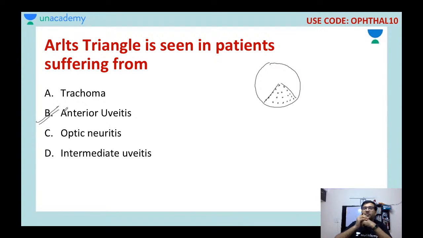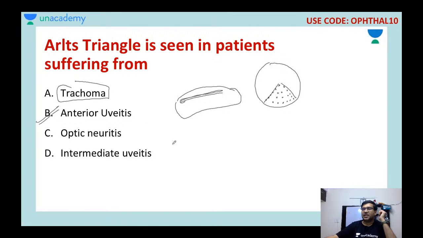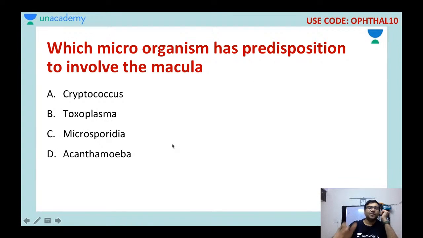Do not confuse it with trachoma. In trachoma, what you see is, when you evert the upper eyelid, you see subconjunctival scarring there. This subconjunctival scarring which you see in the patients when you evert the eyelid is basically a sign which is seen in trachoma. Okay, so the answer here is B. Any doubts till now? Okay, let's move to our next question.